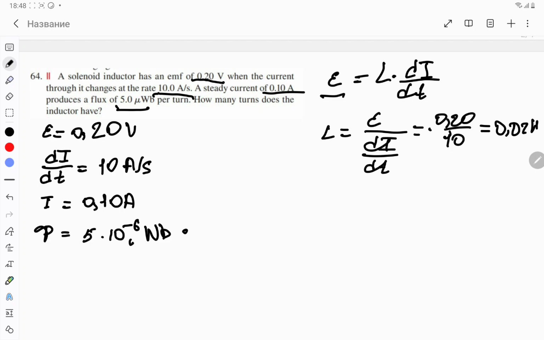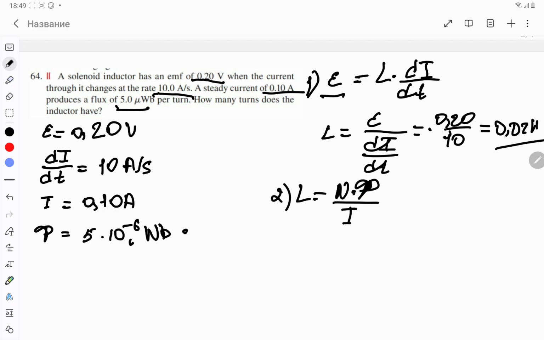Okay, so we know the inductance is equal to 0.02 henries. The next step, now that we know the inductance, is to move on to the second part of the problem, finding the number of turns. So we know this formula. Let's write it here first. L is equal to N times flux over I.